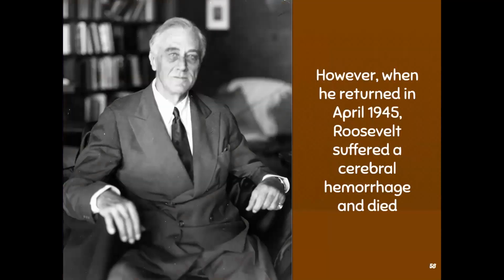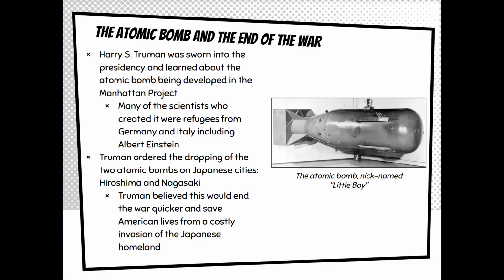In 1945, though, before Germany would surrender, President Roosevelt suffered a cerebral hemorrhage and died. So his vice president, Harry S. Truman, was sworn in as president, and he learned about a new weapon that had been developed over the course of the war called the atomic bomb, developed by a secret government group, the Manhattan Project.